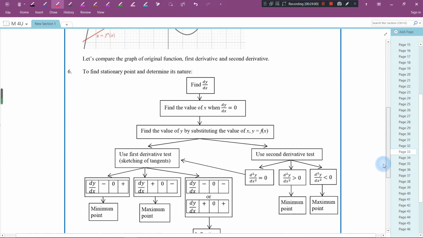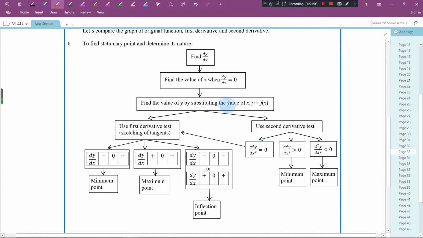But when you use the second derivative test, you have to be careful. I just showed you how we use the first derivative test to test the nature of a stationary point. If you use the second derivative test and get a value of the second derivative greater than 0, no problem, we know that is a minimum point. If we get d2y dx squared less than 0, that is a maximum point. But when you get d2y dx squared equal to 0, it is inconclusive.